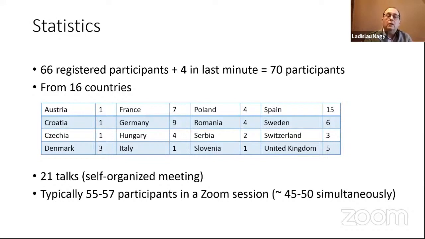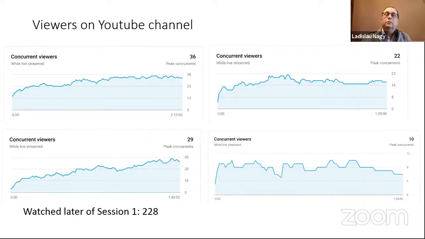In the Zoom session, typically we had around 55, 57 participants. Not all simultaneously. You may have observed we had around 45, 50 people simultaneously. This was valid for the first 2 days. Today, maybe a little bit fewer participants. As you know, our meeting was streamed also on a YouTube channel. Here you have the statistics.